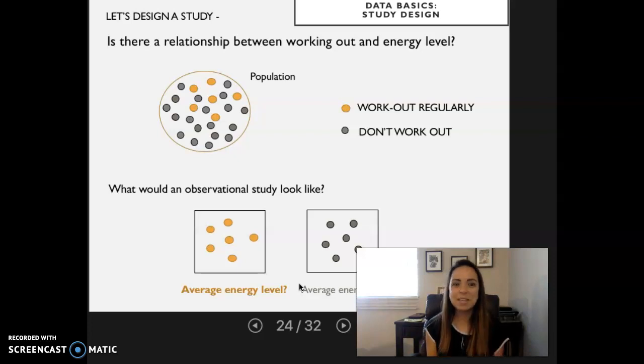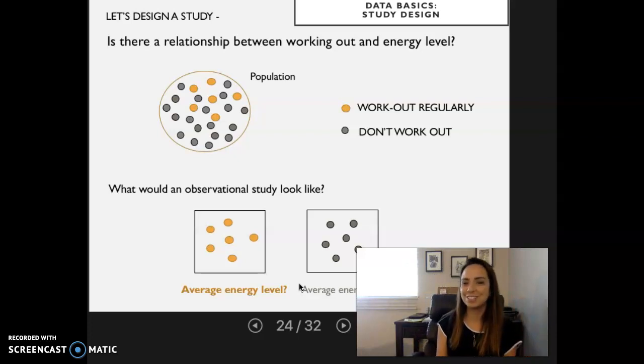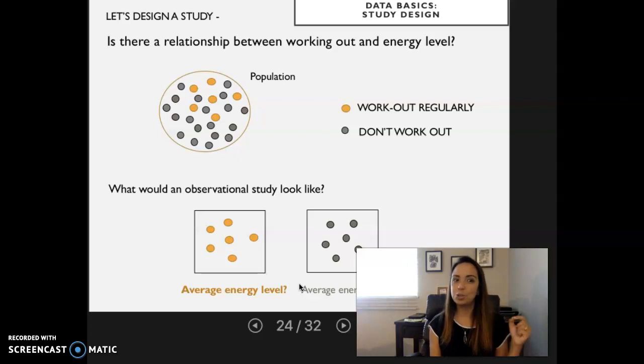It may be the case that the high energy level the person already has is what makes them work out. You cannot say that working out leads to higher energy level. If you want to make that kind of causal connection, you need more than an observational study, because here we're just establishing a correlation.